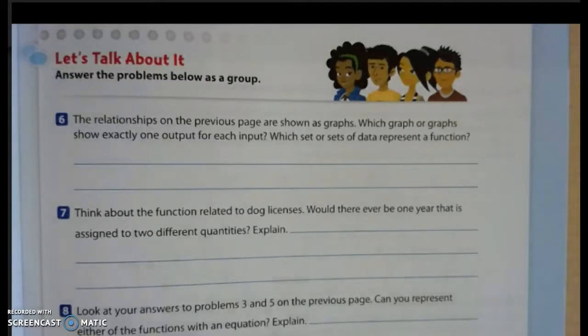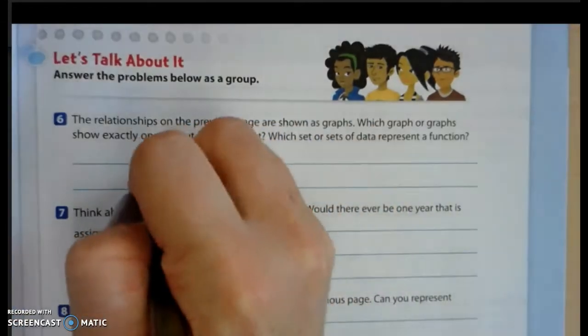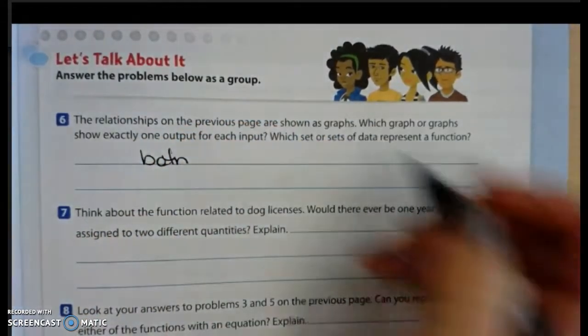Number 6, the relationships on the previous page are shown as graphs. Which graph or graphs show exactly one output for each input, and which set or sets of data represent a function? Now, we already talked about this. Both graphs pass the vertical line test, right? If it passes the vertical line test, it is a function. In order to be a function, you have to have exactly one output for each input. So your answer here is that both have one input.